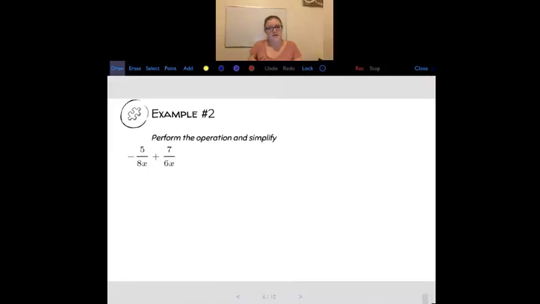When I look at least common denominator, sometimes I look at it in terms of what does one denominator have that the other one needs. In this case, they both have an x, but the 6 and 8 are different. Between 6 and 8, they can both get to 24.